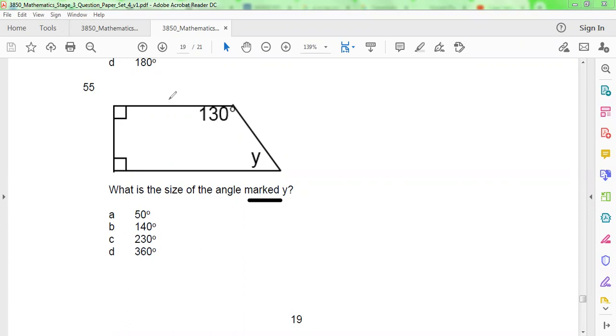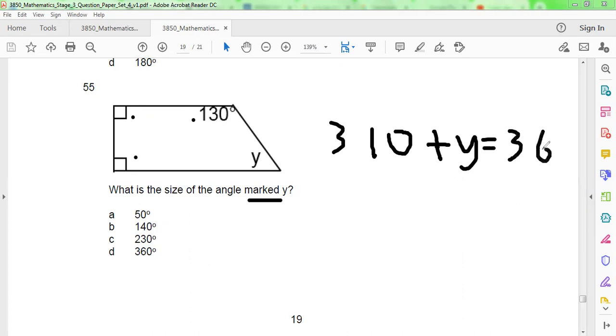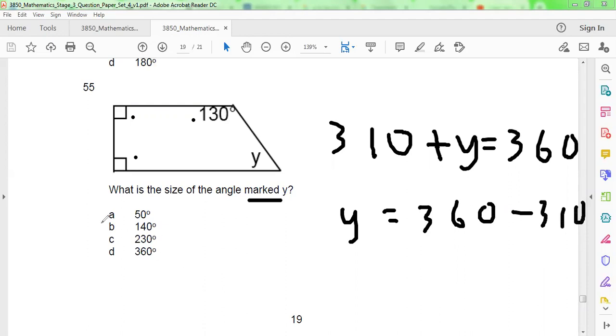Angles in a triangle add up to 180. Angles in a trapezium add up to 360. So what we're going to do, this is 90 and 90 and 130. So add 90 plus 90 plus 130, which is 310, plus the y, and that is equal to 360. We subtract 310 from both sides, 360 subtract 310, and so y is 50.